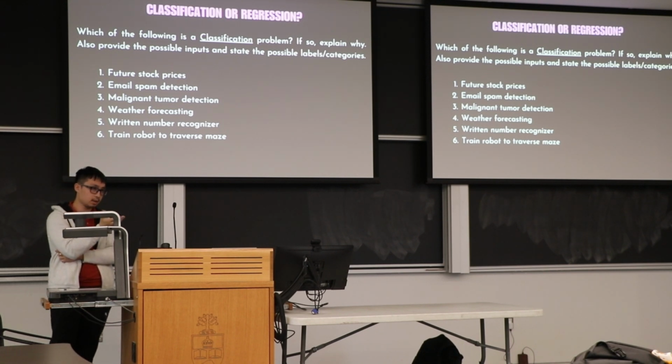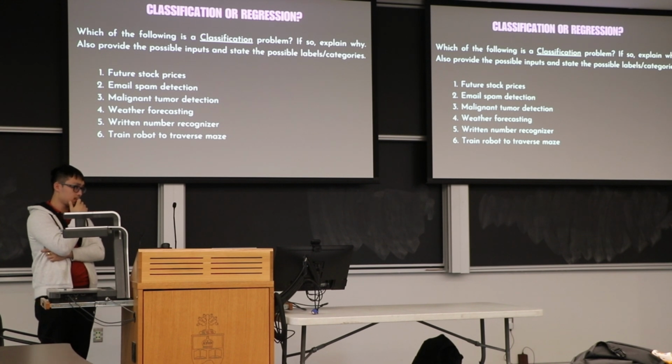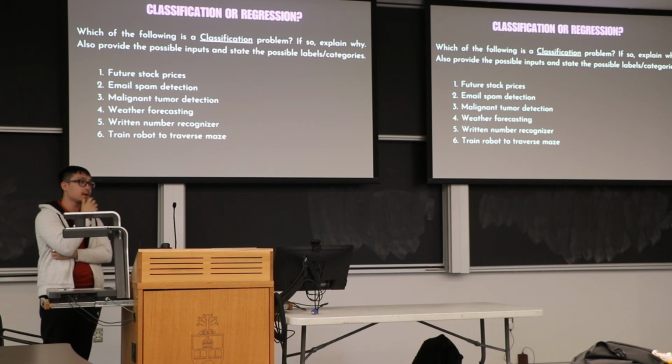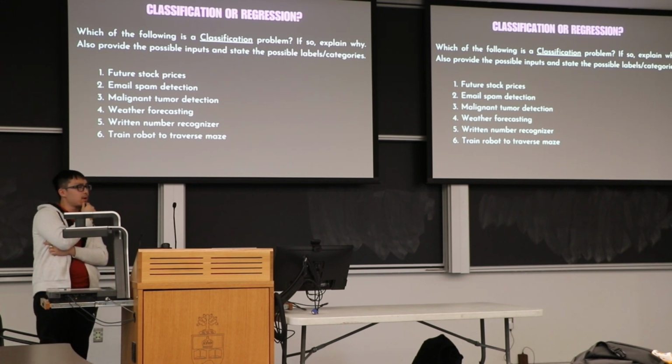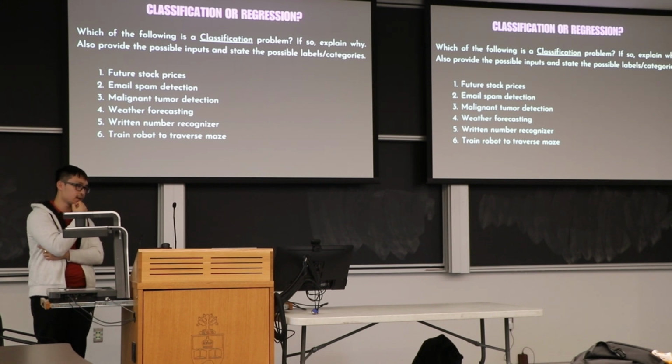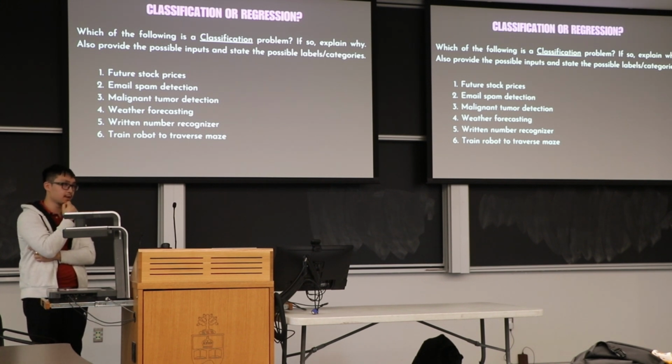What do you guys think this type of problem is? Classification. Yes. This is based on different images that you provide to feed to the machine. That's precisely right. And what type of possible labels or categories do you think might be in the range space of it?